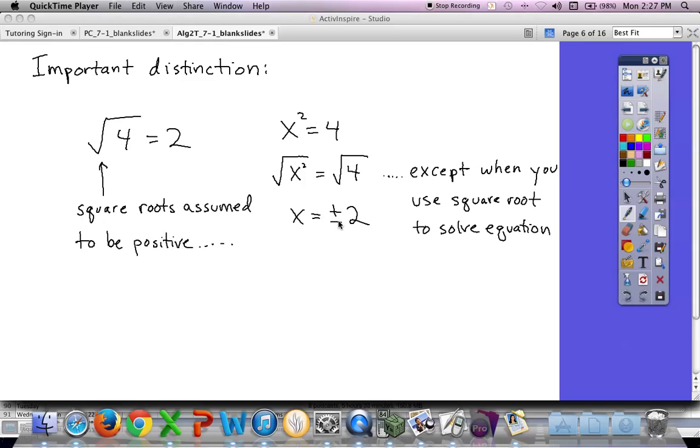Because it is true. Negative 2 times negative 2 is positive 4, just like 2 times 2. Right? But when you see a square root, when they're already presenting you with, here is the square root, you assume that it's the positive square root. We always assume it's the positive square root. It's different than when you're solving an equation and you take the square root of both sides. Okay. The positive square root is what you call the principal square root.